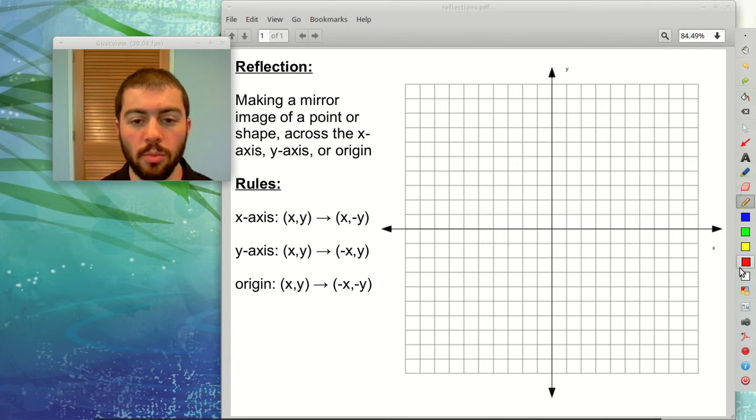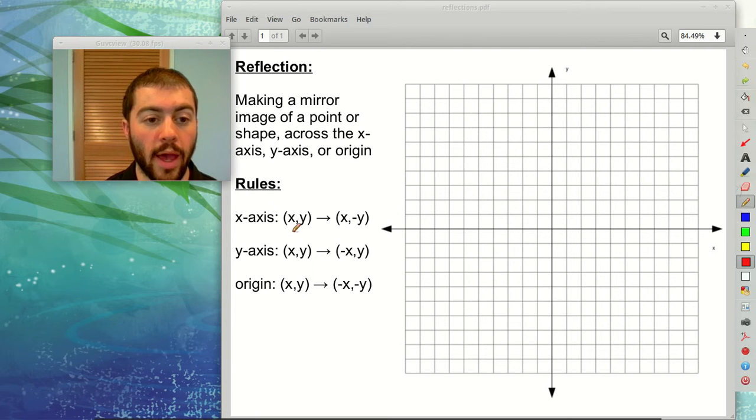All right, so that was just a brief example. We'll go into these in a little more detail here. You can use these rules to figure out, if you have coordinates of a shape or a point, what the new coordinates are going to be for the new image point.